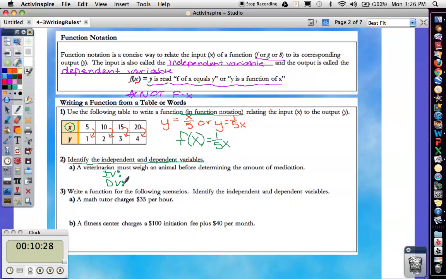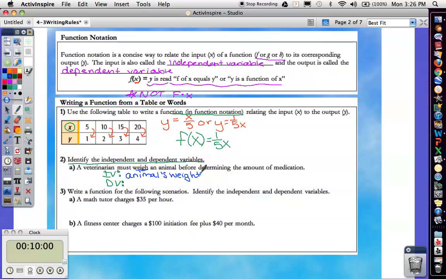A veterinarian must weigh an animal before determining the amount of medicine. Okay, so take a minute to think about this. They must weigh the animal before determining how much medicine they're giving. So what is independent and what is dependent? Well, they're weighing the animal first. That is independent. The animal could come in weighing whatever it wants. So it's going to be the animal's weight for independent.